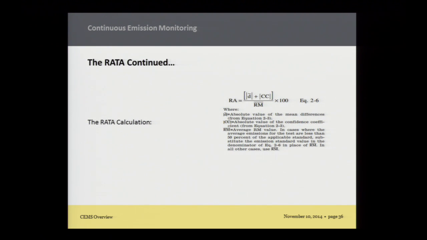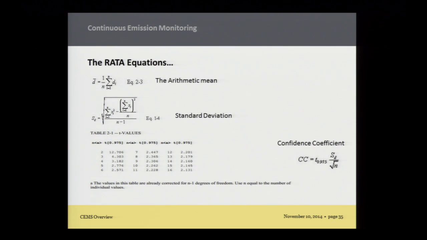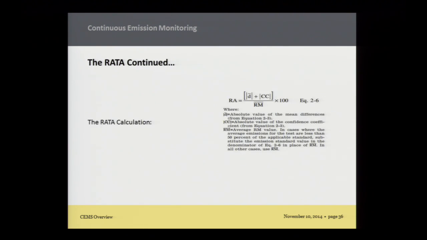So the RATA calculation. Your relative accuracy is equal to your absolute mean, which we saw on the last page, plus your confidence coefficient, divided by your reference, your RM, which is also the equation back here. So those 3 all come together to give you your RATA calculation. And that's the average of the RM value, the reference method value. That's your stack tester's results.